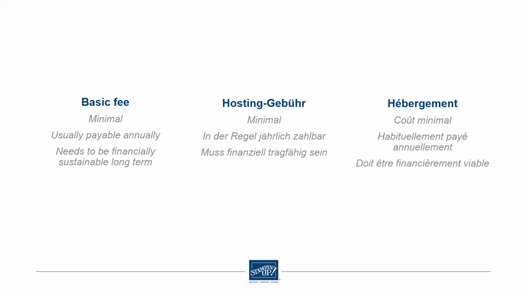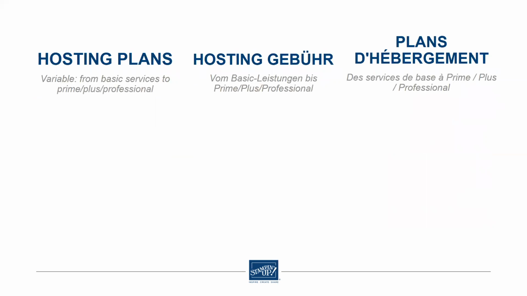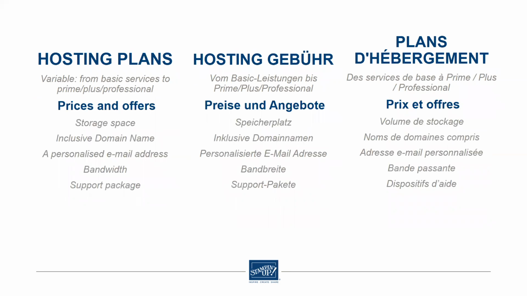Now, a hosting provider will usually offer a bunch of hosting plans, usually starting from basic services to Prime, Plus, or professional ones. They all call them different things. And again, there's quite a bit of comparison research to do here. The differences will be prices and plans. There'll usually be things like the amount of storage space offered, the inclusion of domain names, email addresses, email storage, bandwidth, support packages, etc.